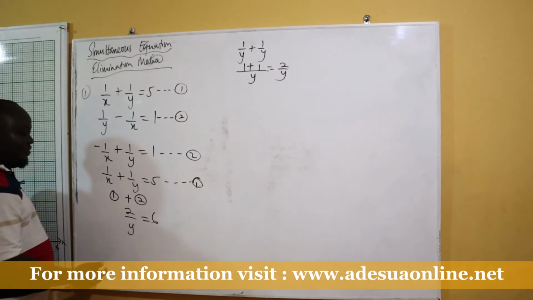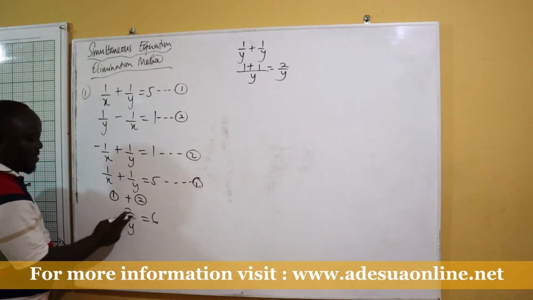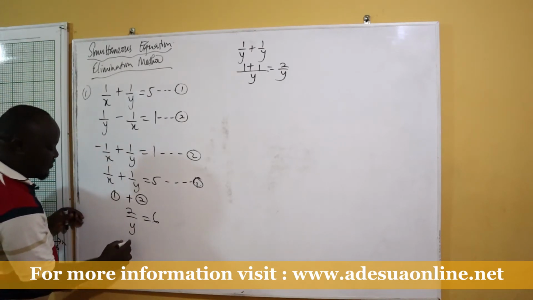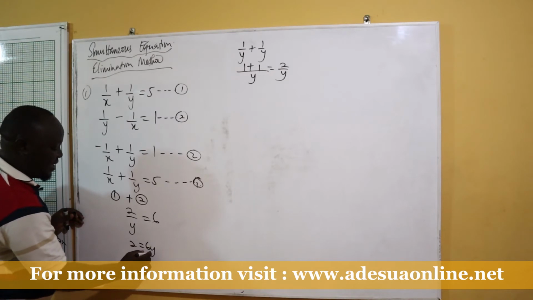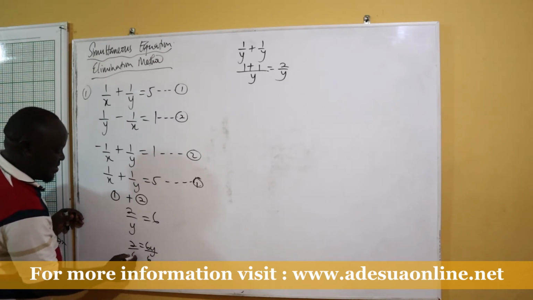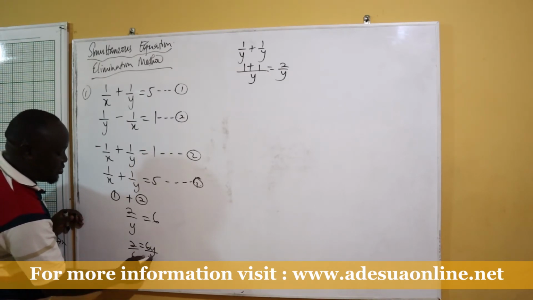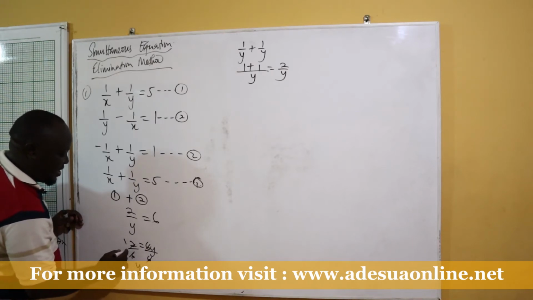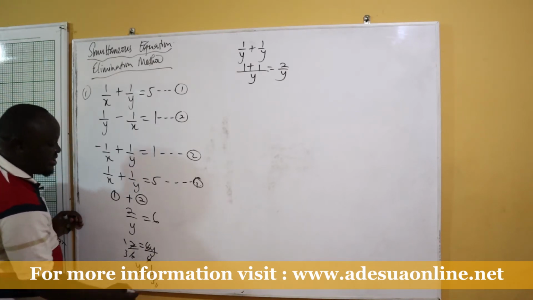Okay? So we are solving for y. So we multiply here by y, here by y. So I'll have 2 is equal to 6y. I divide here by 6 and here by 6. My y will be equal to 1 over 3. So y is equal to 1 over 3.